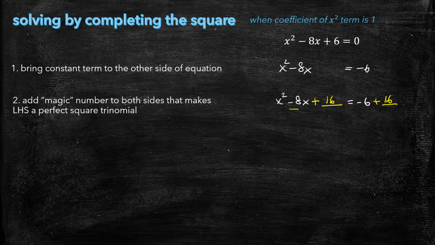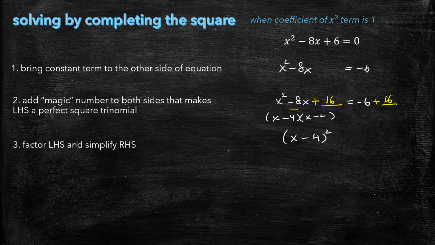Now, the next step is to factor the left-hand side and simplify the right-hand side. We should know that this will factor as x minus 4 squared, but don't worry if you have to first factor it out fully like this, just to reassure yourself that you're doing it correctly.